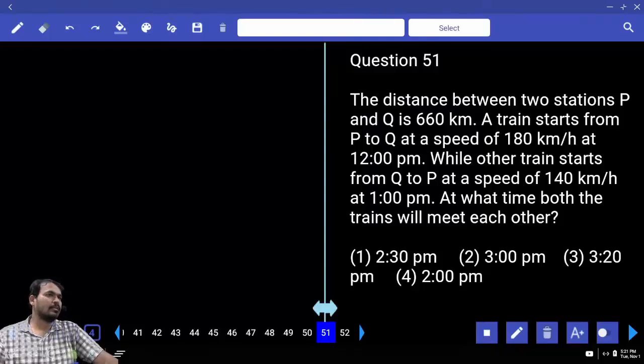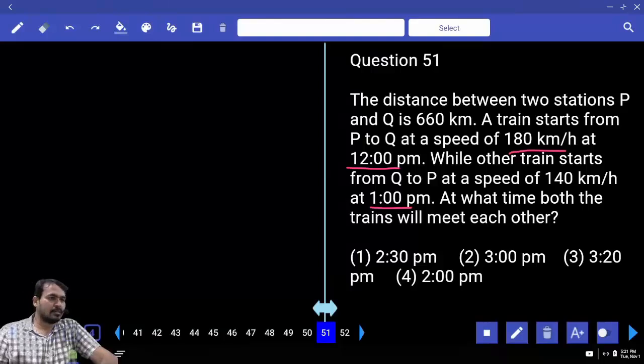Definitely they will meet after 1 p.m. What is the starting time of the first train? 12 p.m. The second one starts at 1 p.m. In between 12 to 1, which one has travelled? The first one has travelled, right?